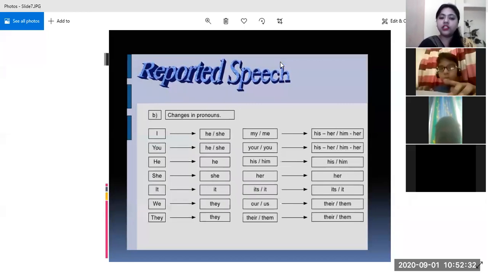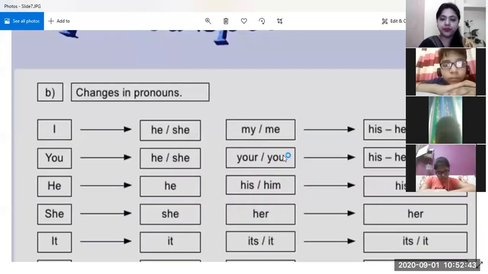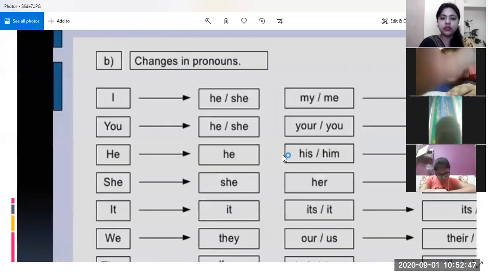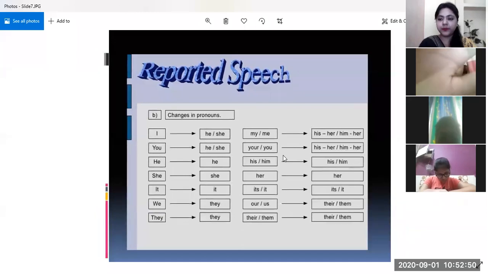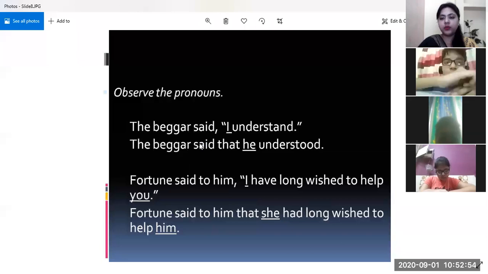Again, he changes into he only, she remains she only, we goes into they. Then all these you can see on your screens, how the changes take place. In such ways the changes take place. Now, observe the pronouns over here. The examples are given. The beggar said, I understand.